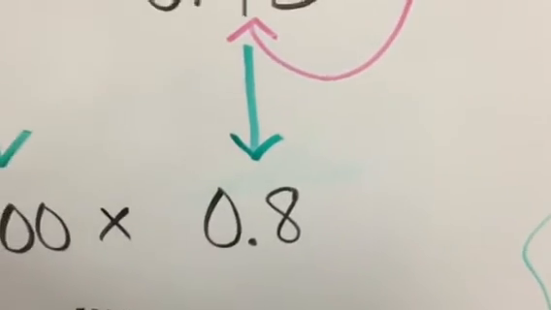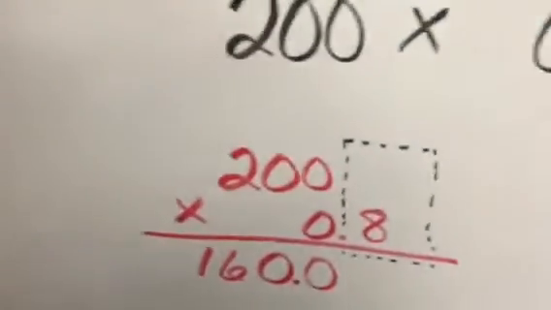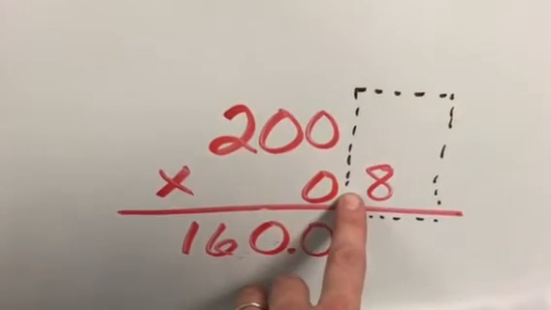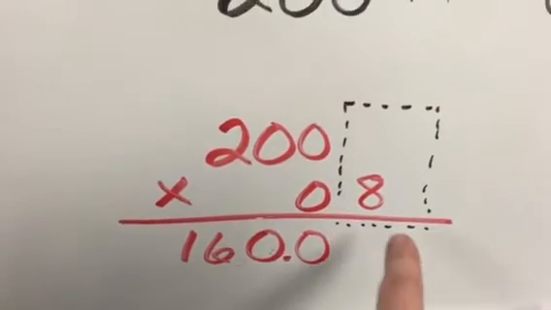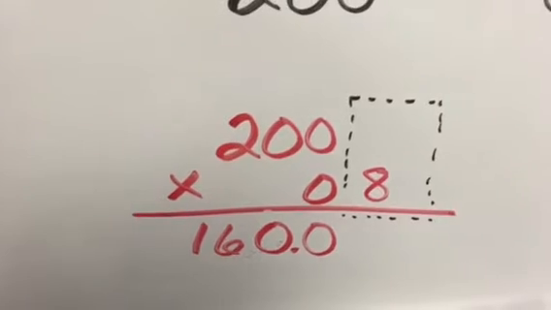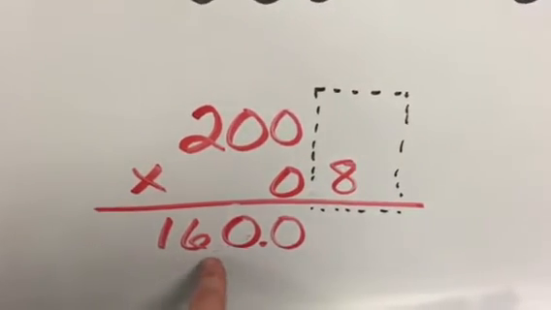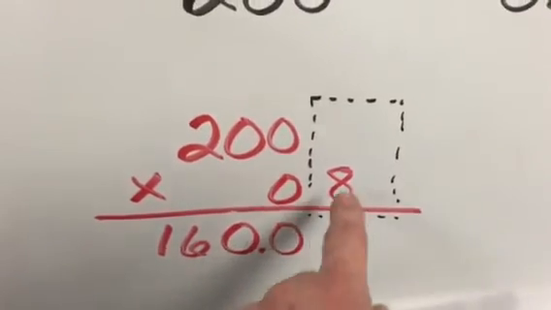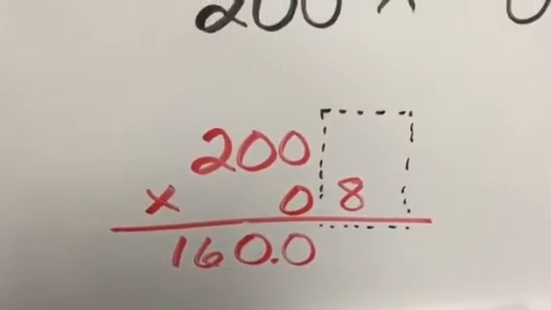Now here's how we do our multiplication. We pretend like the decimal's not even there. We have 8 times 200, and we get 1,600, because 8 times 0 is 0, 8 times 0 is 0, 8 times 2 is 16.